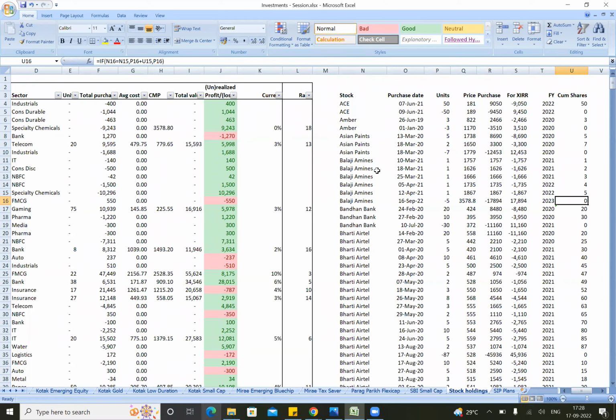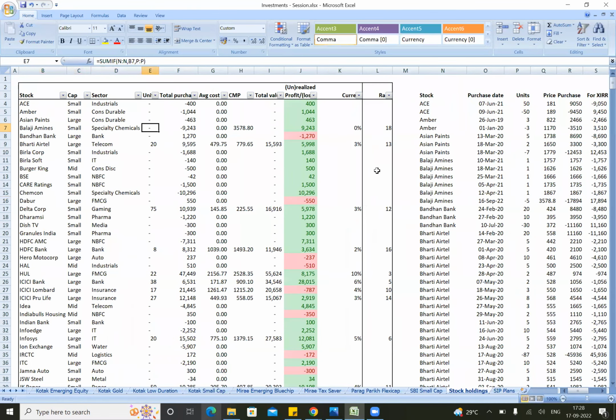Just keep in mind to copy and paste this formula in the row below as well, because otherwise it shows an error. Why an error? Because I just added one row. You have to copy the formula as well. Just copy this, it won't take much time. Now Balaji Amine shows me 0 holding. Minus 9243 is the total purchase, which is actually my profit. I will delete these numbers because it became 0 anyways.